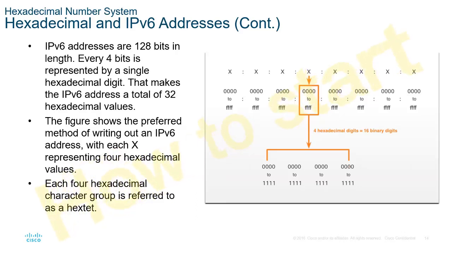We are actually grouping our hexadecimal into groups of 4 numbers, and this will be referred to as a hextet. So this is a hextet. This is the second hextet, third, fourth, fifth, sixth, seventh, and eighth hextet. And again, each hextet is actually 16 bits.